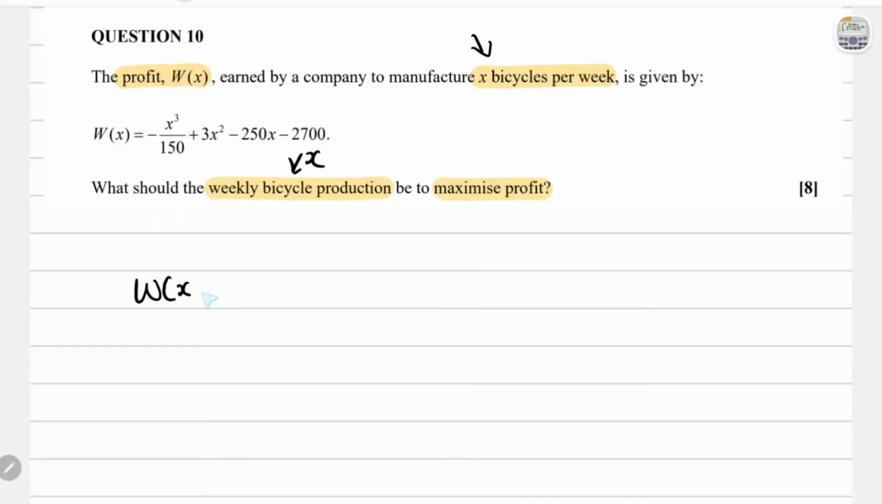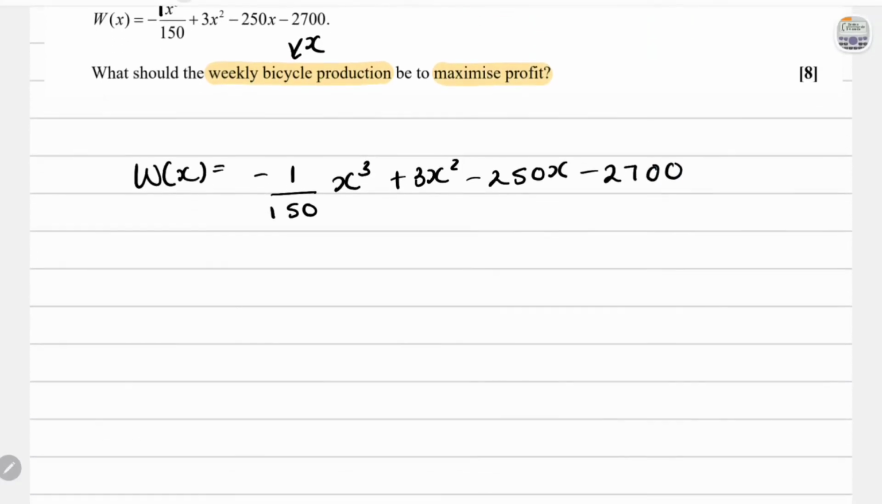So we can take what we have, negative x. Okay, it has fractions, so we just have to be careful. Let me actually rewrite this, so that you can properly derive it. Instead of negative and then x cubed, remember that there is an invisible coefficient of 1 in front of the x cubed. So we can rewrite that as negative 1 over 150 and then x cubed, then plus 3x squared minus 250x minus 2700. Okay, so this is what we have.